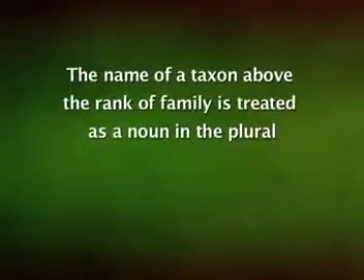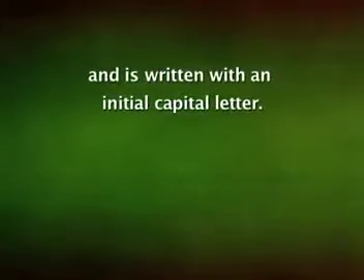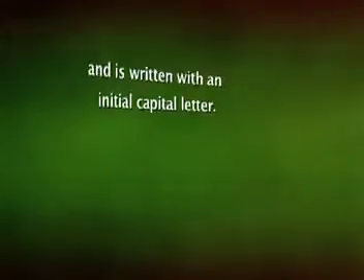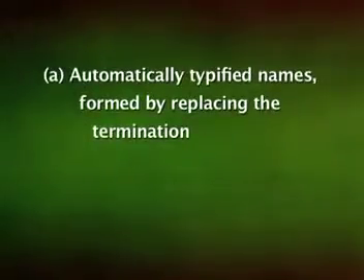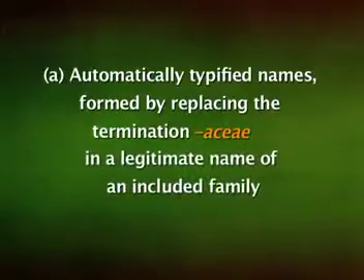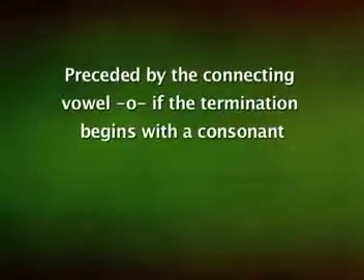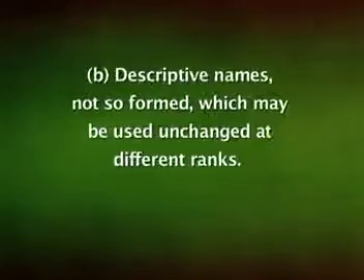According to Article 16, the name of taxa above the rank of family is treated as a noun in the plural and is written with an initial capital letter. Such names may be either automatically typified names, formed by replacing the termination -aceae in a legitimate name of an included family, based on a generic name, by the termination denoting their rank, preceded by the connecting vowel o if the termination begins with a consonant, or descriptive names not so formed, which may be used unchanged at different ranks.